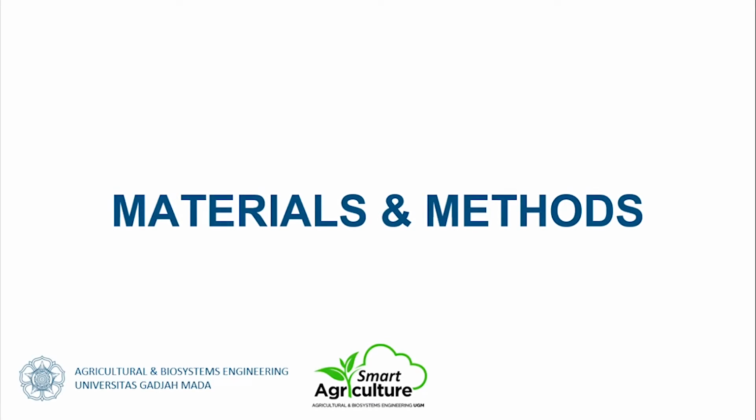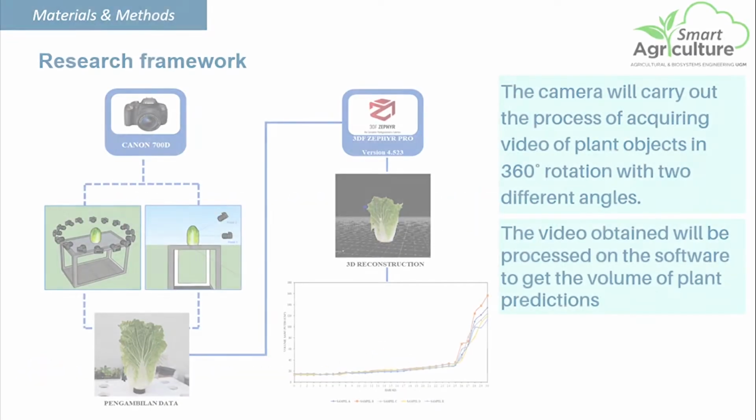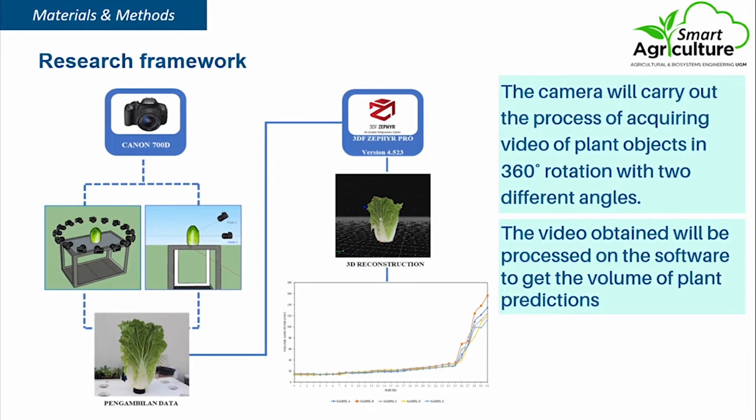Okay, let's continue to materials and methods. This is the research framework. The camera will carry out the process of acquiring video of plant objects in 360 degrees rotation at two different angles. And then, the video obtained will be processed in the software to get the form of plant predictions.